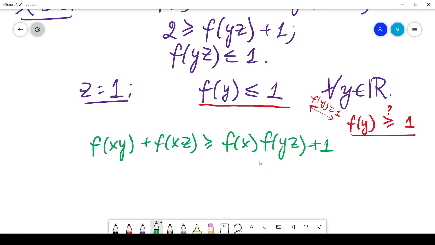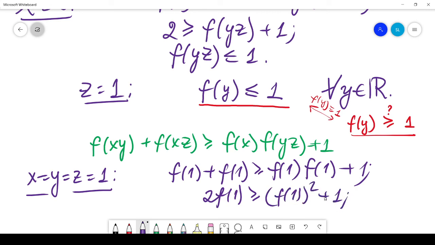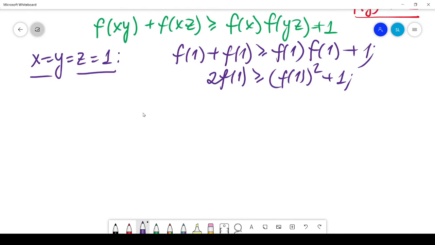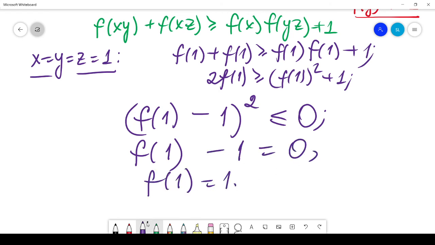Alright, and then let's plug in x equals y equals z equals 1. This will be helpful also, because then we have f of 1 plus f of 1 is bigger or equal to f of 1 times f of 1 plus 1, or 2f of 1 is bigger than or equal to f of 1 whole squared plus 1. And we have the same square here, so f of 1 minus 1 whole squared is less than or equal to 0, and that leaves us with f of 1 minus 1 equal to 0, so f of 1 equals 1.